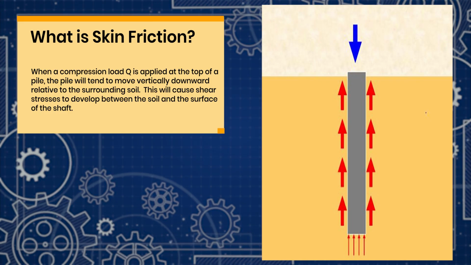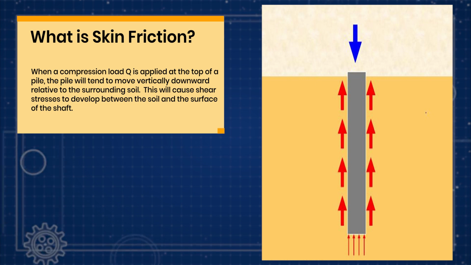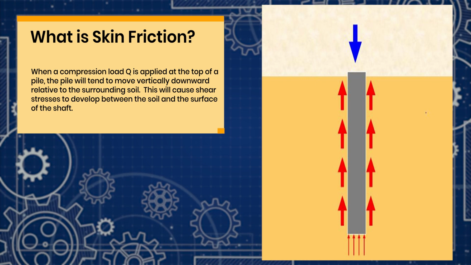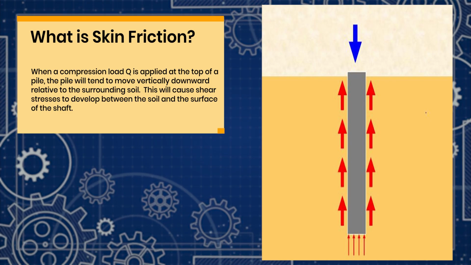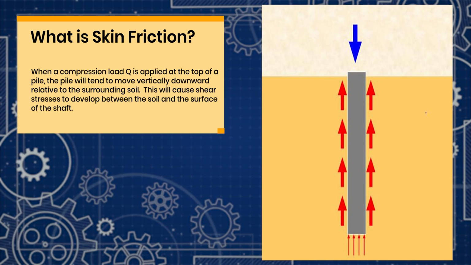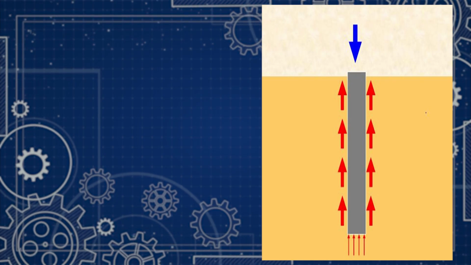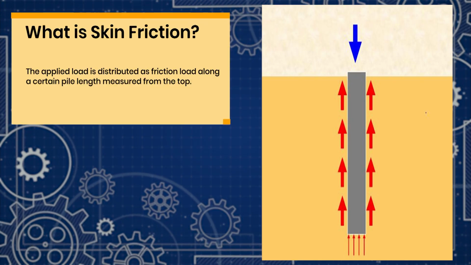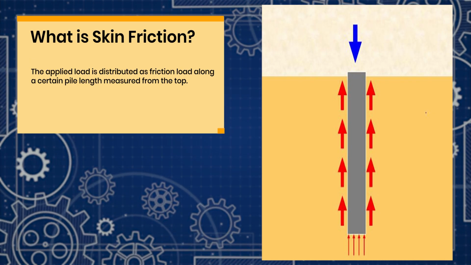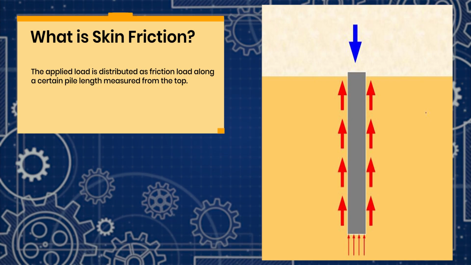So, what will happen when the load is applied on the pile, it will tend to move vertically downwards relative to the surrounding soil. This is the surrounding soil, the yellow color, and this will cause shear stress that will develop between the soil and the surface of the shaft, means between the concrete material and soil material. This applied load is distributed as a frictional load along a certain length, measured from the top of the pile.